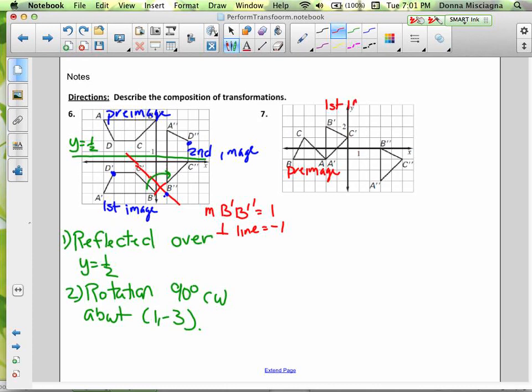First image. And second image. All right, so notice on that first one, this line here maps to this line here. That's a 90-degree rotation.